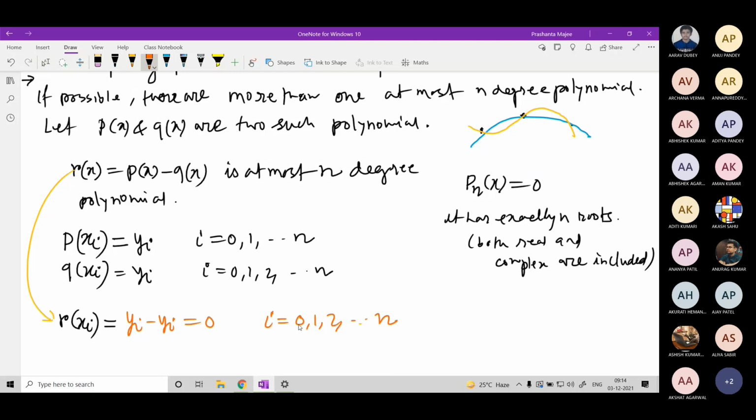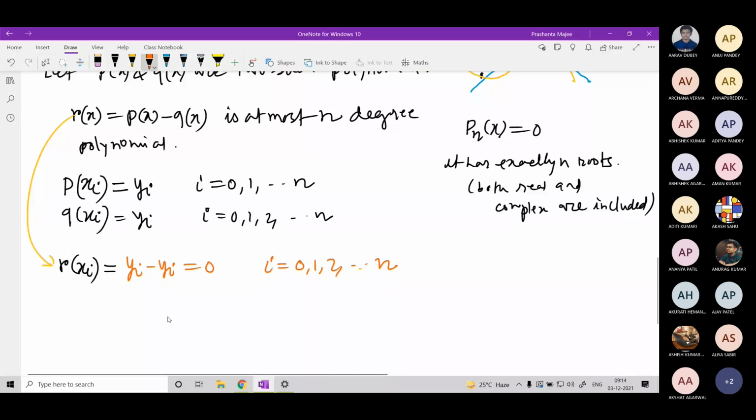n plus 1. And what is the degree of R of x? At most n. So can an at most n degree polynomial have n plus 1 roots? No, it cannot. So that is a contradiction.